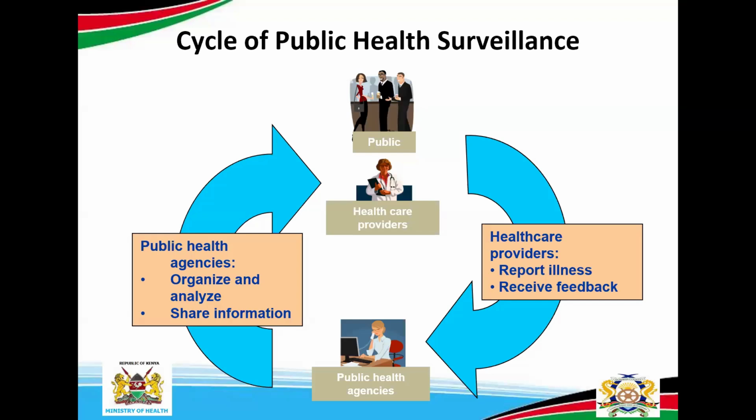The Public Health Agency goes further and does analysis and organization of this data, and from there they come up with feedback on the type of disease that they have identified, and come up with feedback in terms of control measures, what is happening in the community. So the cycle of public health, that's how it goes.